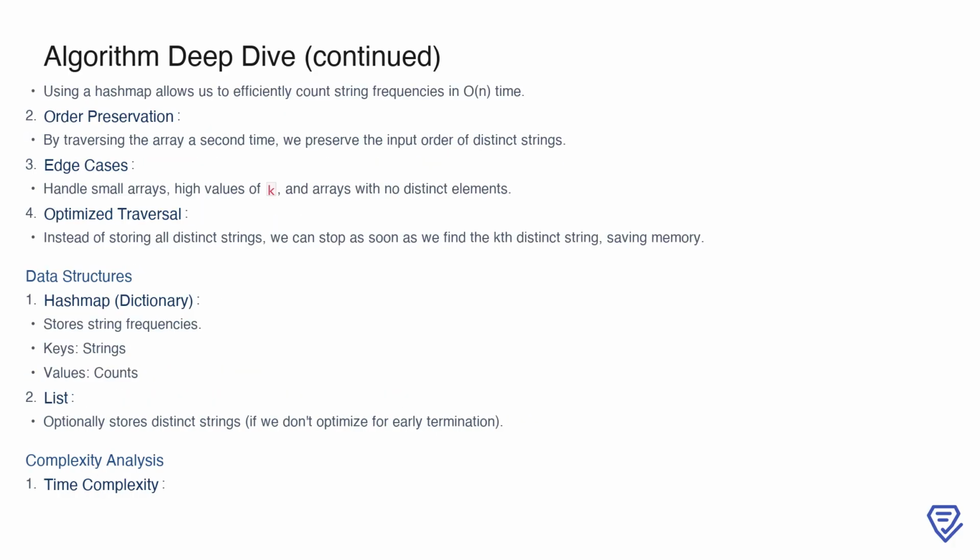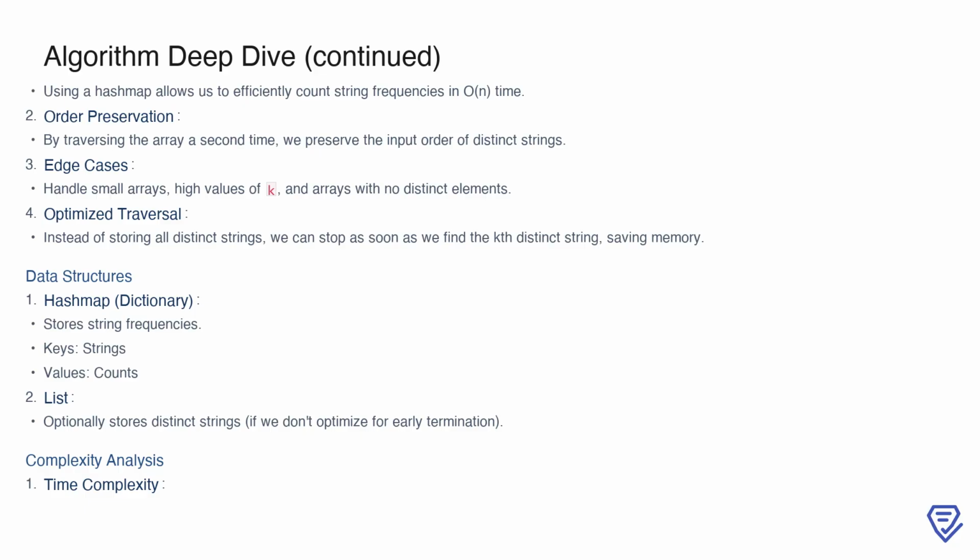The efficiency of this approach lies in our use of a hash map for counting string frequencies, which allows us to complete this step in O(n) time. Additionally, by traversing the array a second time, we ensure that the distinct strings are identified in the correct order, preserving the original sequence of the array. While building the distinct_strings list is simple, we can optimize further by stopping the traversal as soon as we encounter the kth distinct string. This saves memory, as we don't need to store all distinct strings unnecessarily.